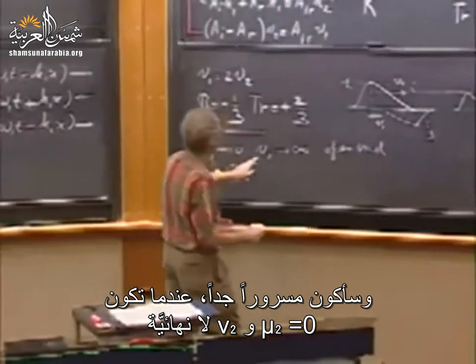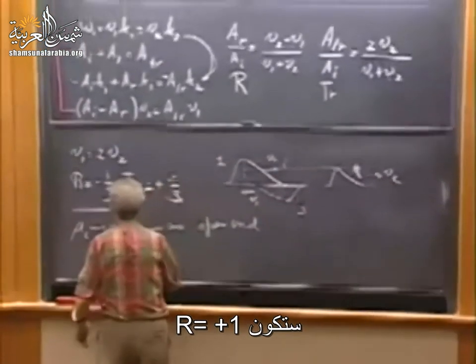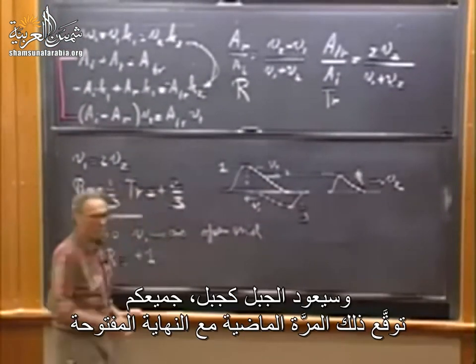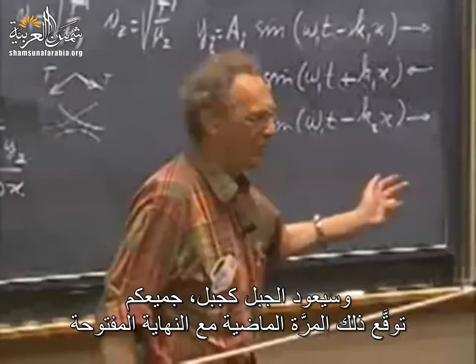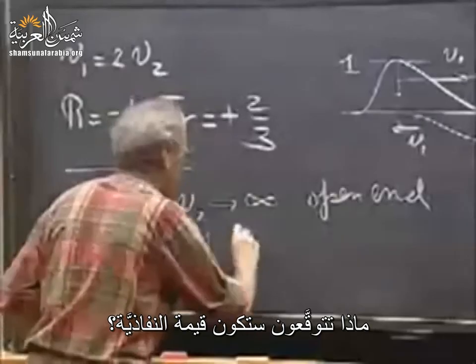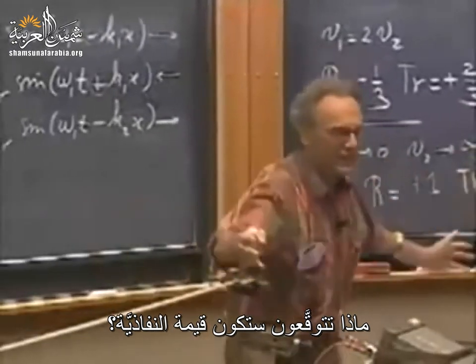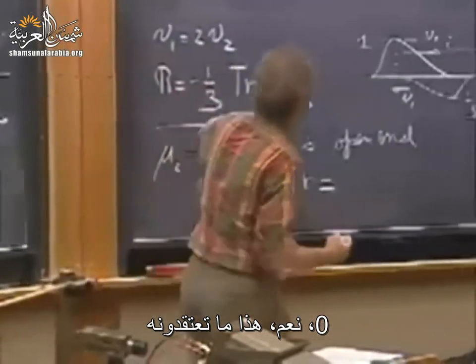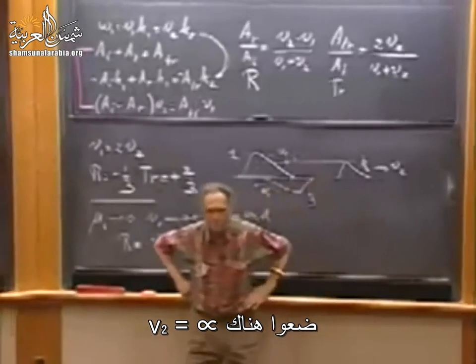When mu2 is 0, when V2 goes to infinity, this is +1. Mountain comes back as a mountain. All of you predicted that last time. An open end, a mountain comes back as a mountain. Yuppie, physics works. What do you think is going to be the transmittivity? 0, yeah, that's what you think. Put in there V2 equals infinity.